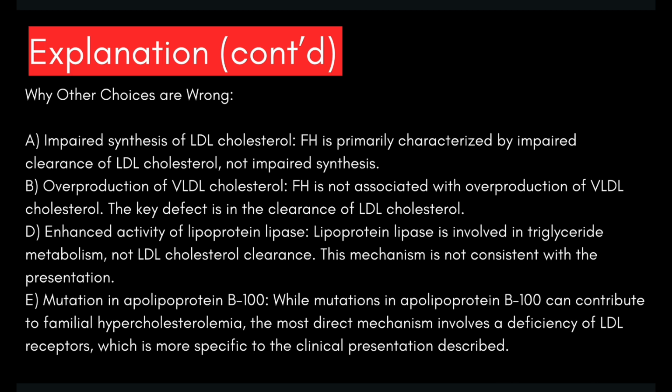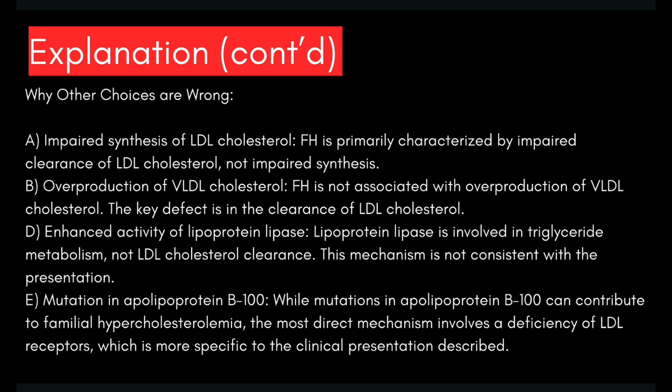Let's see why the other answer choices are wrong. A, impaired synthesis of LDL cholesterol. Familial hypercholesterolemia is primarily characterized by impaired clearance of LDL cholesterol, not impaired synthesis. B, overproduction of VLDL cholesterol. Familial hypercholesterolemia is not associated with overproduction of VLDL cholesterol. The key defect is in the clearance of LDL cholesterol.